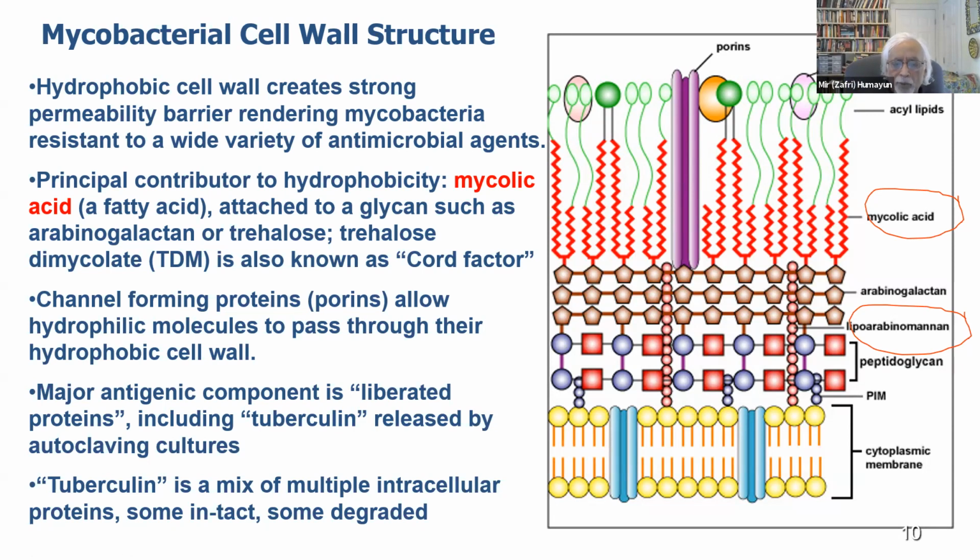Typically, tuberculin is prepared by autoclaving a culture of Mycobacterium tuberculosis and then removing the debris and taking the soluble protein fraction. Okay? So the major antigenic component is not a surface molecule, but rather a liberated protein that is only liberated from dead cells.